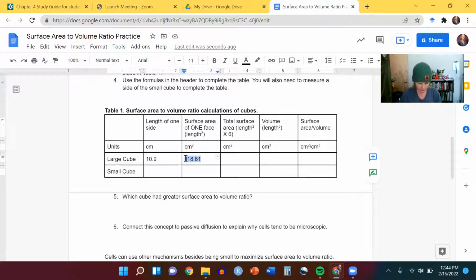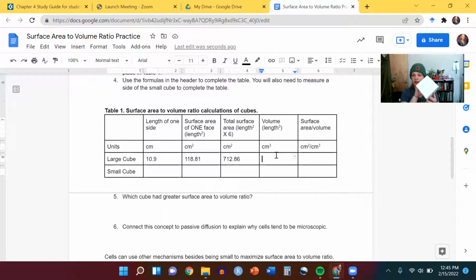I'm just going to do that in my math machine right here. And that gives me a number that is 712.86. Okay, so now that's the surface area. So that's half of my equation. Now I need to find out the volume of that.